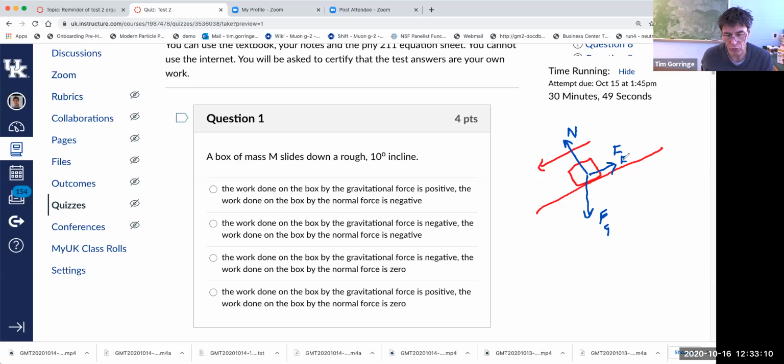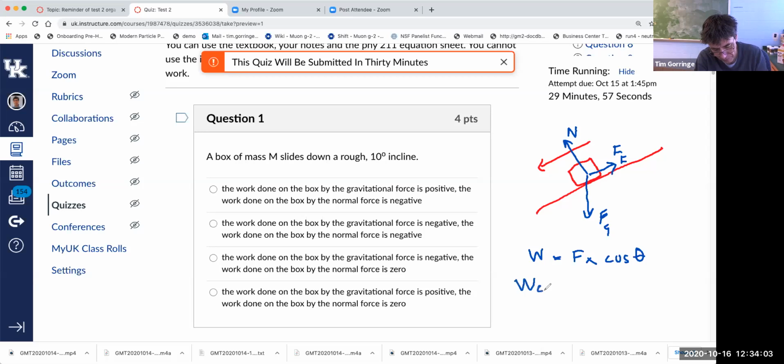In principle, all these forces can do work. All these forces can transfer energy. And we're asked about the work done by the gravitational force and the work done by the normal force. Let's remember the general equation for the work done by a force, whatever the force. It's this equation here. W on the left is the work done. F is the magnitude of the force, x is the magnitude of the displacement, and cosine theta is the angle between the direction of the displacement and the direction of the force. And so that's what we're going to use to figure out whether work done by gravity is positive, negative, zero, work done by normal force is positive, negative, or zero.